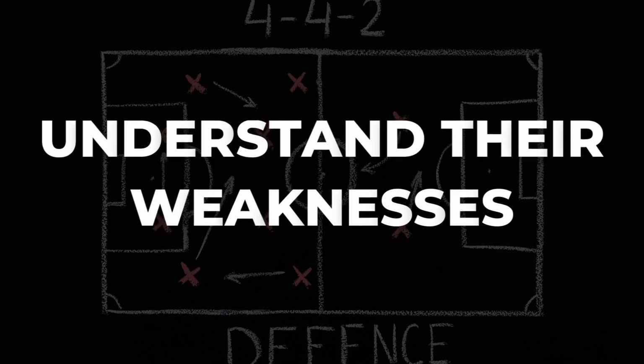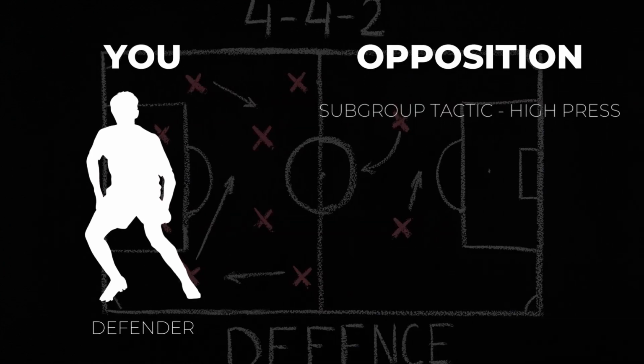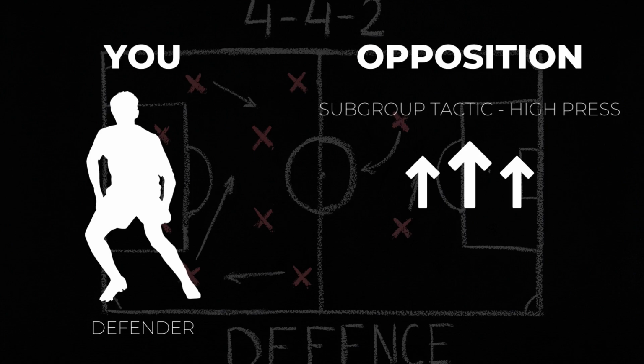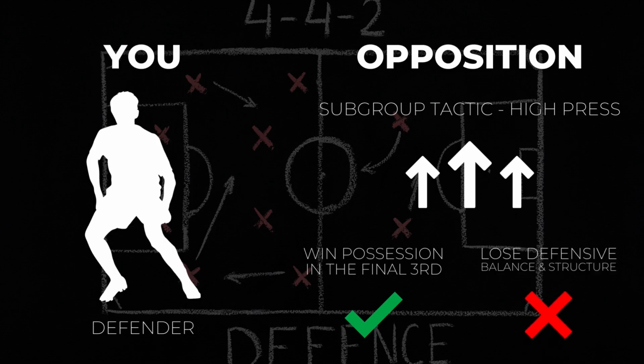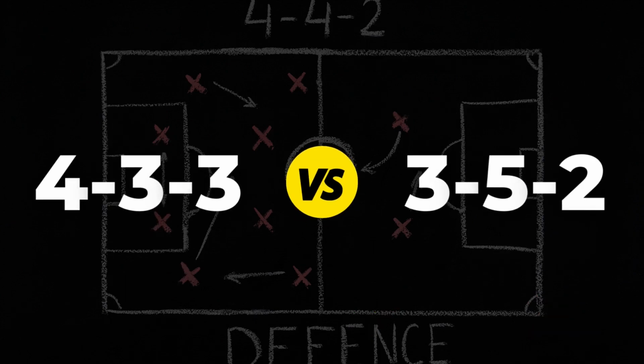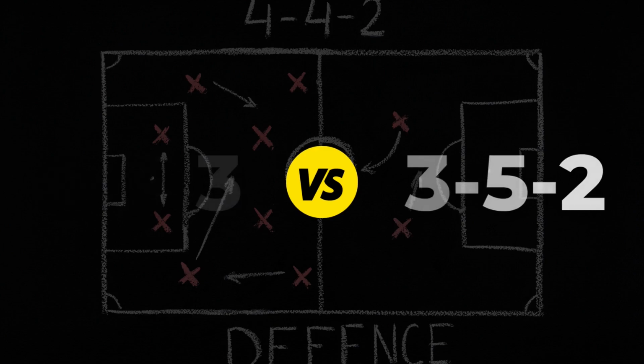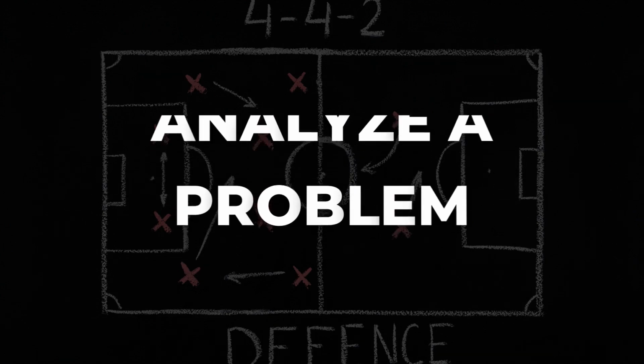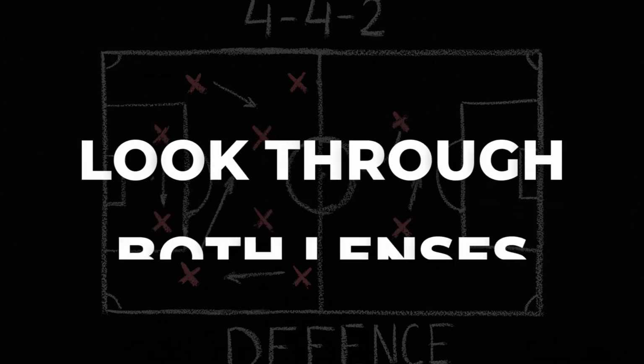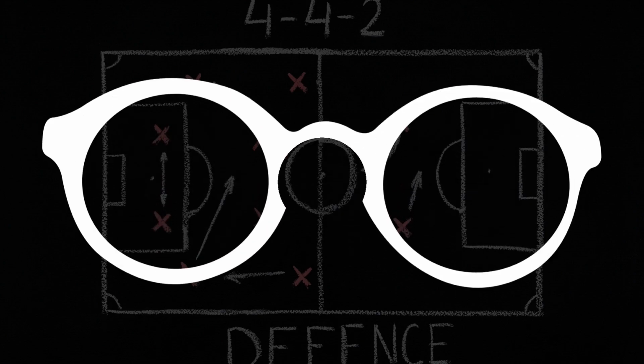For example, if you're a defender and the opposing team is applying a high press, get in the shoes of the opposing players and think of what their weak links are while using that high defensive block. They might be applying a really high pressure to you in order to win possession of the ball near or inside the final third, but they're certainly losing their balance and structure in the back in order to move players higher up the field. Another example could be the use of a specific formation to counter the formation of the opposition. You get the point. Analyze a problem and don't be one-dimensional. Look at the problem through both lenses, your personal one and your opponent's.